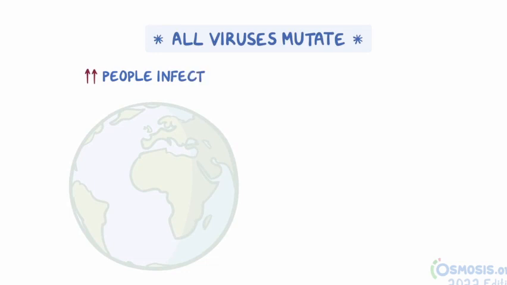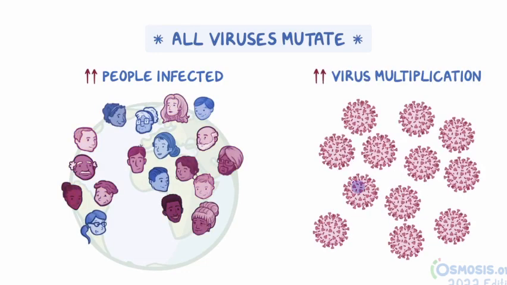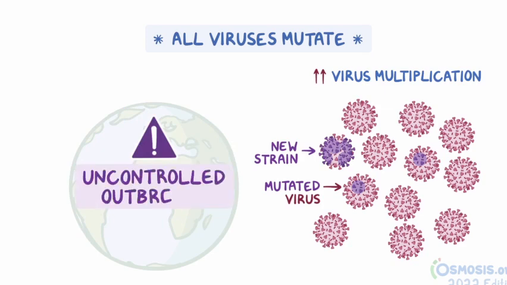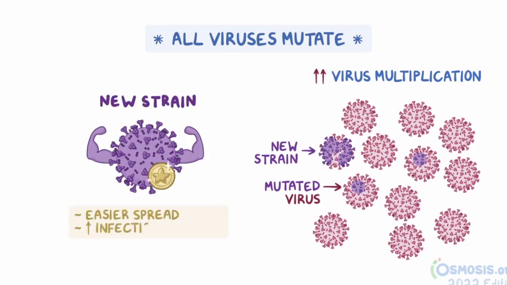All viruses mutate. As more people get infected with a virus, the virus has more opportunities to multiply and there are more chances that a mutation may occur. A mutated virus can be considered a new strain when the virus has enough mutations to make it distinct from the original virus. So often, new strains appear in places with uncontrolled outbreaks. The new strains can become a problem when the mutation gives the virus an advantage, such as making it easier to quickly spread or increasing the infection severity.